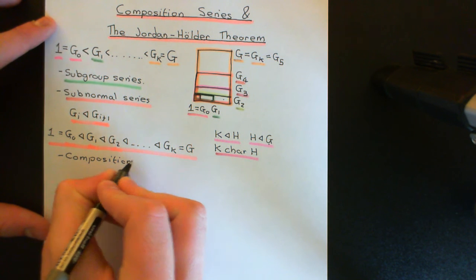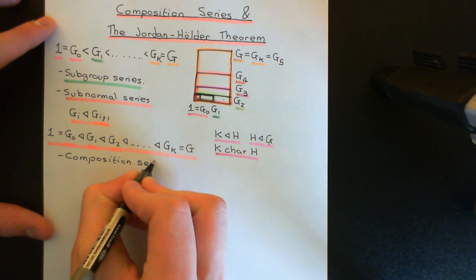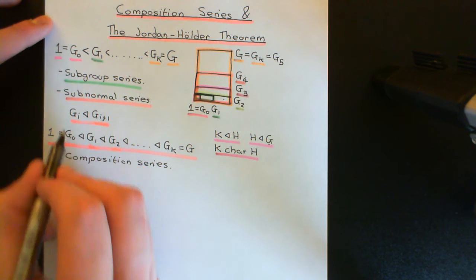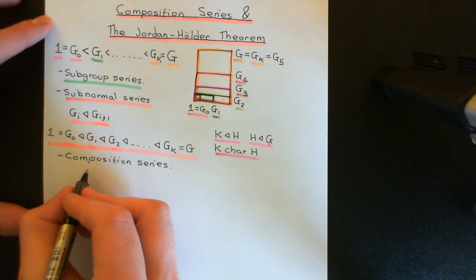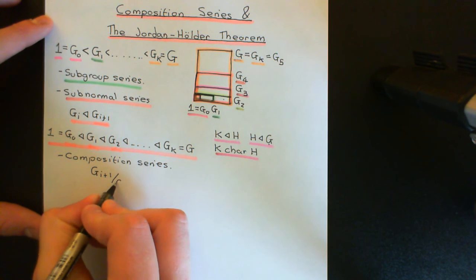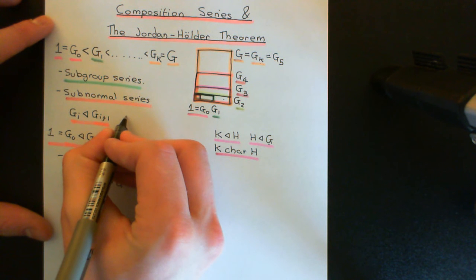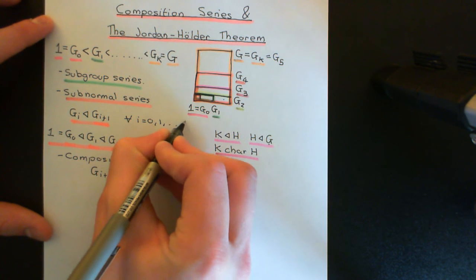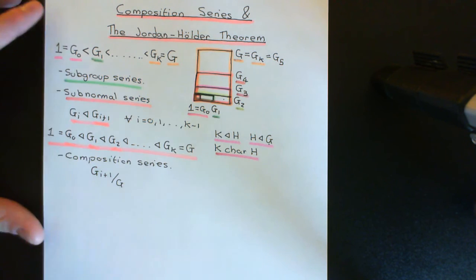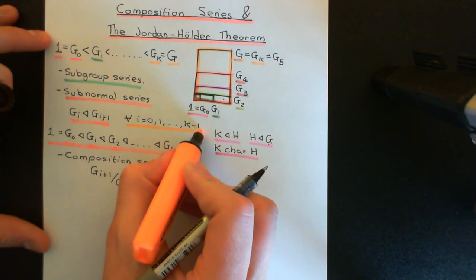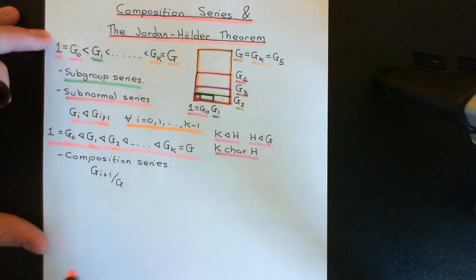So a composition series is a subnormal series, but in addition to having this normality criterion, it also has to be the case that if you quotient Gi plus 1 out by Gi, and let me just add on to this, this has to be the case for all i equal to 0, 1, all the way up to k minus 1. Just add that little qualifier in there. So all of them have to be normal in the one above them.